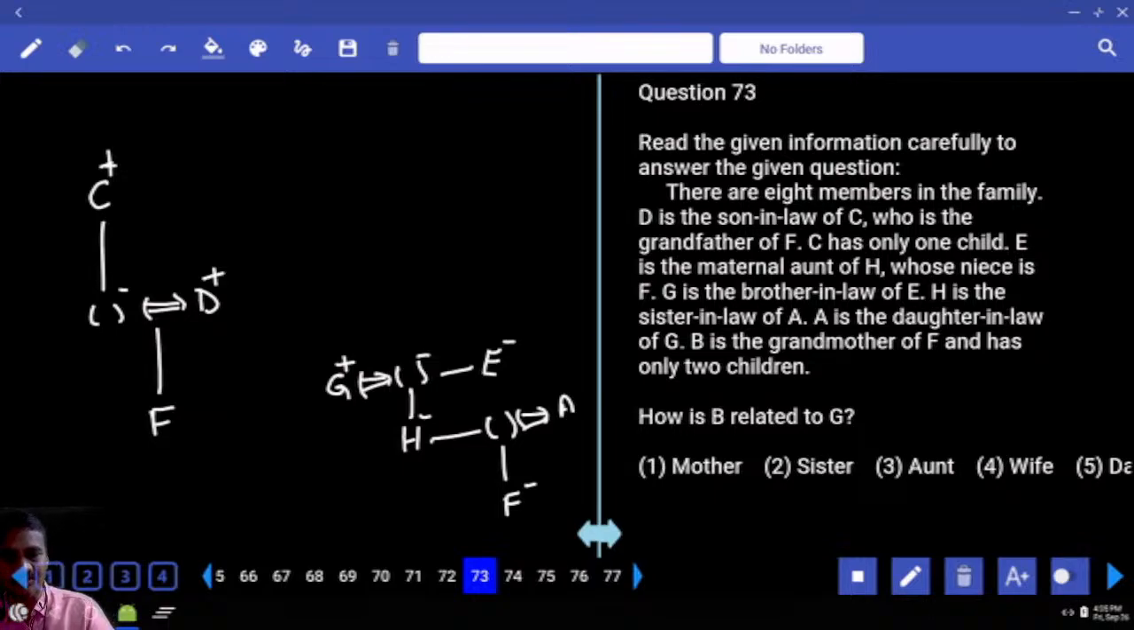A is the daughter-in-law of G. Now A herself is the daughter-in-law of G.